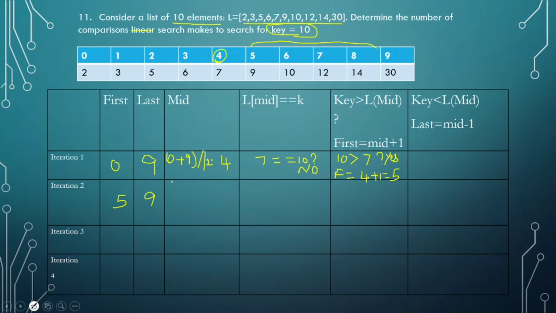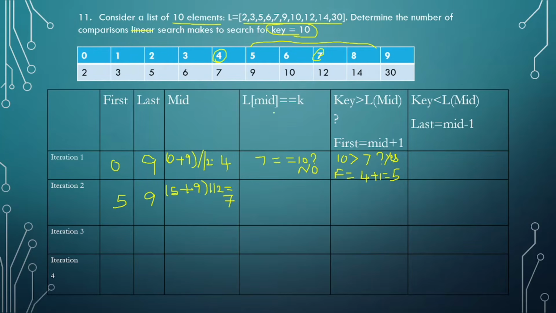Now you are going to find out the mid position. How can you find it? 5 plus 9 by 2. So what is the answer? 5 plus 9 by 2 is nothing but 7. Right? So 7 is the answer. So the 7th position is your mid position now, the second time.